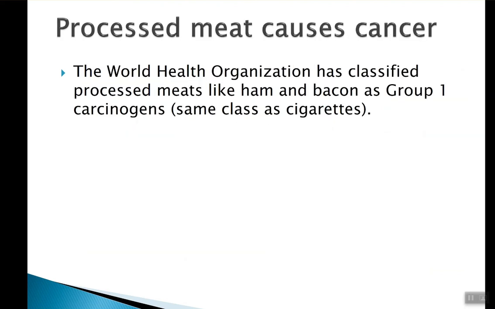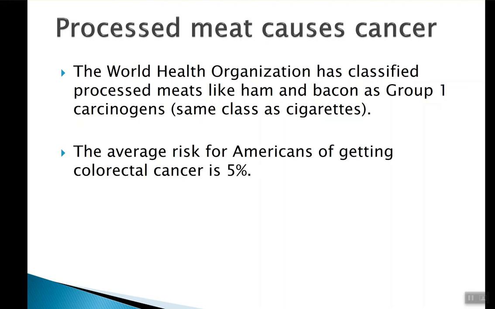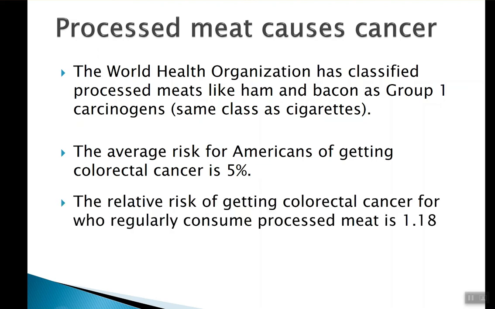So just to give you an example that's maybe a little bit more realistic than the blueberries, the World Health Organization has classified processed meats like ham and bacon as a group 1 carcinogen, the same class as cigarettes. So you may have heard that, and it is true, but it's a little bit misleading. The average risk for Americans getting colorectal cancer is 5%, and the relative risk for someone who regularly consumes processed meat is 1.18. So that means that their risk is about 6%. Right? It's gone from 5% to 6%. But a lot of times you'll hear this reported as an 18% increase in risk, right? That's not wrong. You just have to be aware that they're talking about the relative risk, not the absolute change in risk.